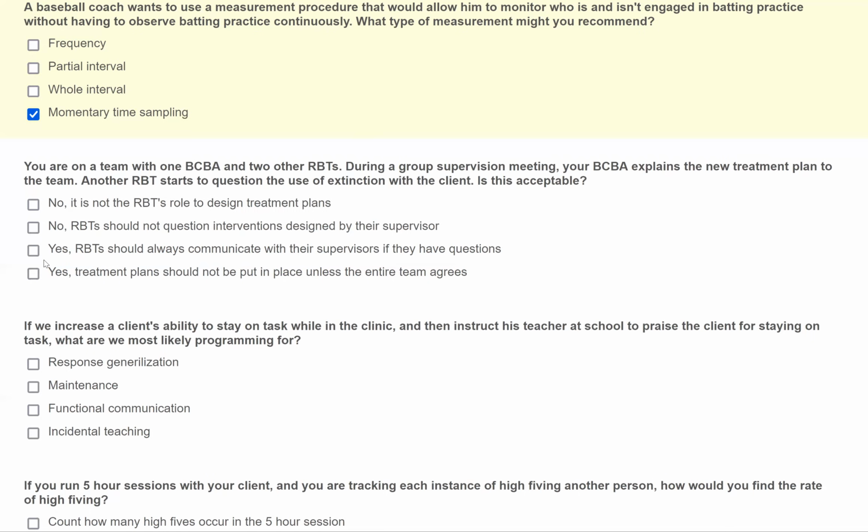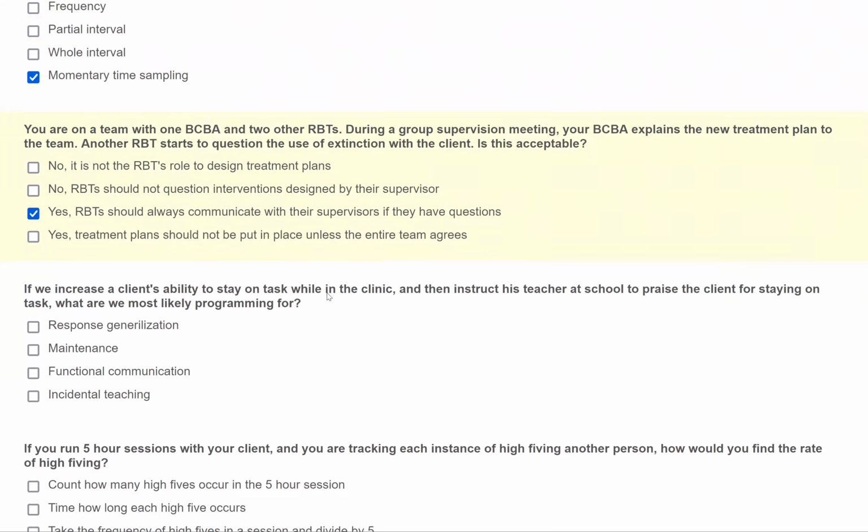Okay. The best answer here to this question, is this scenario acceptable, is C, yes, RBT should always communicate with their supervisors if they have questions. If you want to be a good RBT, you need to learn good communication and you need to learn to ask questions when you are confused or you don't understand something.